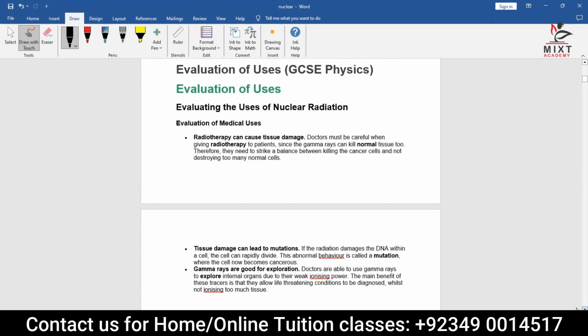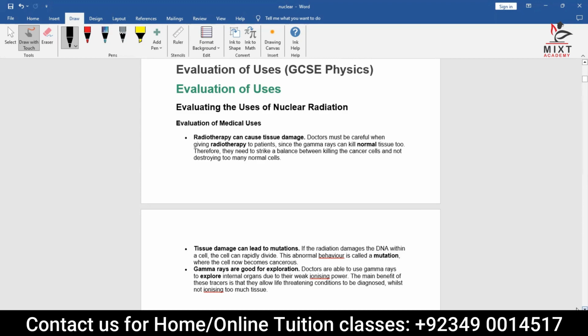The first one is radiotherapy. Radiotherapy can cause tissue damage. Doctors must be careful when giving radiotherapy to a patient, since the gamma rays can kill normal tissues too. Therefore, they need to strike a balance between killing the cancer cells and not destroying too many normal cells. So basically, for the purpose of cancer treatment, we do use these radioactive radiations.